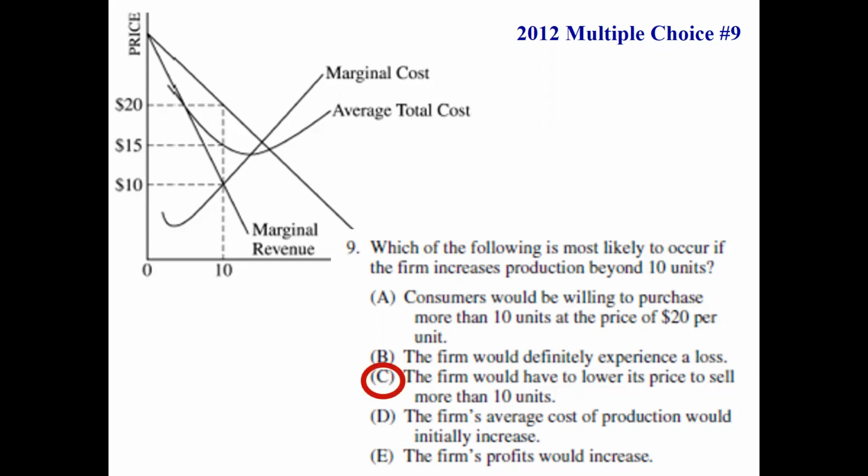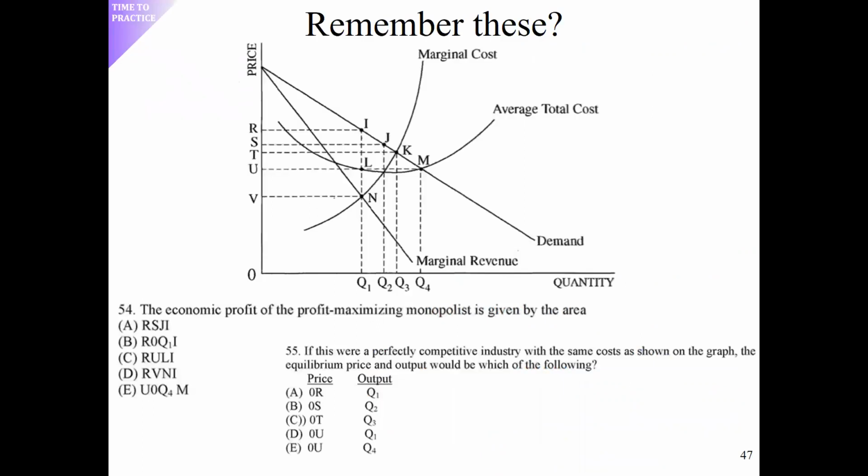Good questions. All right, let's do 54 first. The economic profit of the profit-maximizing monopolist is given by the area. Phew, there's another one. I'm just giving you the quiz for tomorrow.